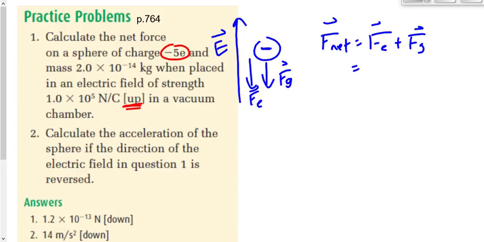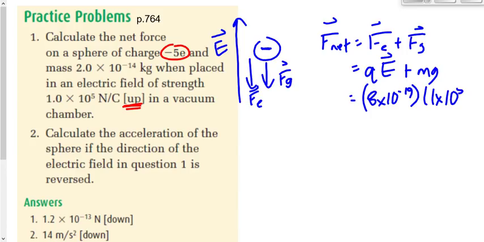We're looking for the net force, not the acceleration, so I'm going to leave it like that. I'm not going to sub in m times a, but I will sub in QE for the electric force and m times g for the gravitational force. So what do we got here? 5 times the elementary charge. I think that works out to be 8 times 10 to the minus 19. Is that right? 5 times 1.6 times the electric field, which is 1 times 10 to the 5, plus the mass of the oil drop, not the electron, times 9.81.